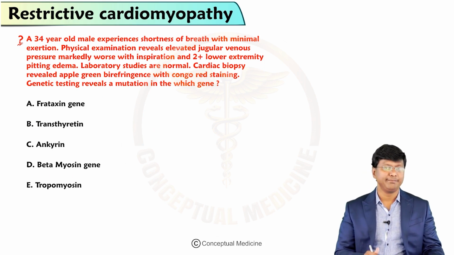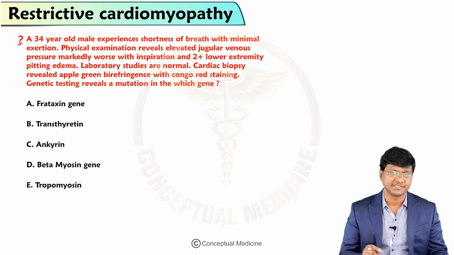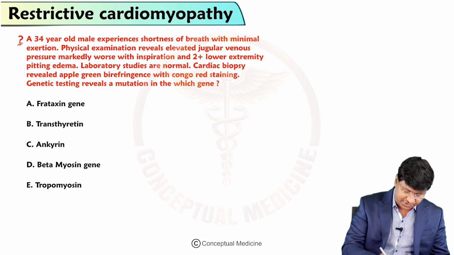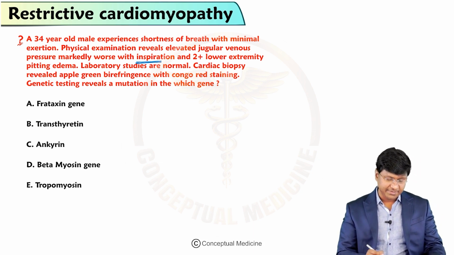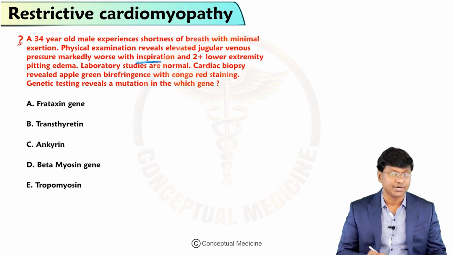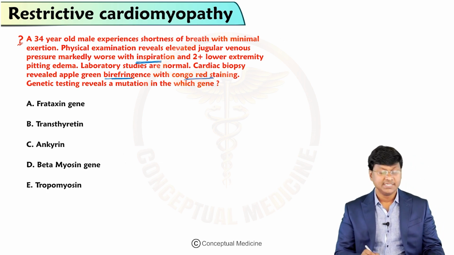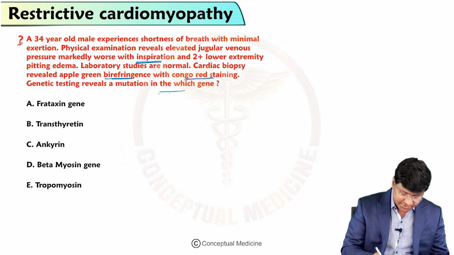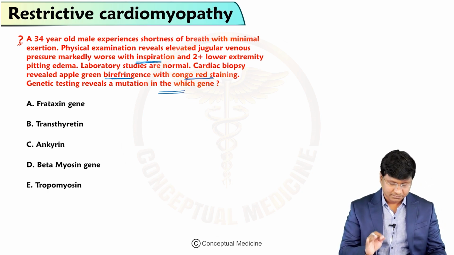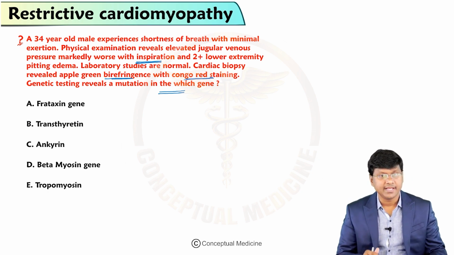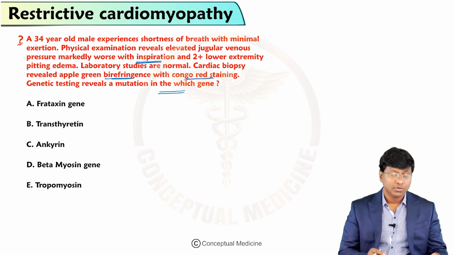A 34-year-old male experiences shortness of breath with minimal exertion. Physical examination reveals elevated JVP markedly worse with inspiration and 2+ lower extremity pitting edema. The laboratory studies are normal. Cardiac biopsy revealed apple green birefringence with Congo red staining. Genetic testing reveals a mutation in which particular gene? Frataxin gene, transthyretin, ankyrin, beta-myosin gene, tropomyosin.